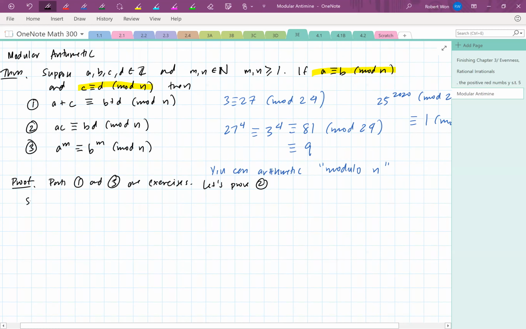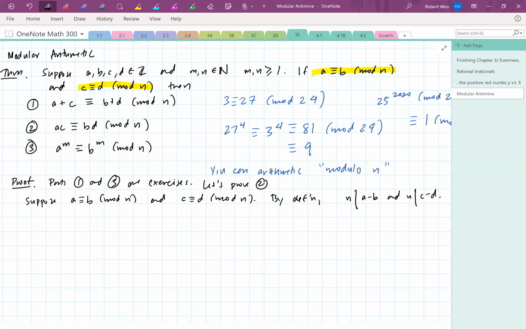Suppose that A is congruent to B mod n, and C is congruent to D mod n. What does this mean? This means that n divides A minus B and n divides C minus D, because that's what it means to say that two numbers are equivalent modulo n. It means that n divides their difference. So by definition, n divides A minus B and n divides C minus D. This is the only thing that I can do with this information. This is the only way to start.